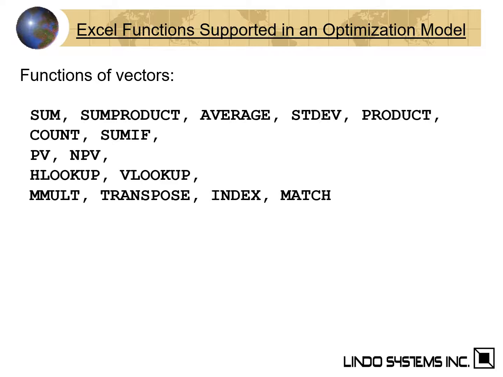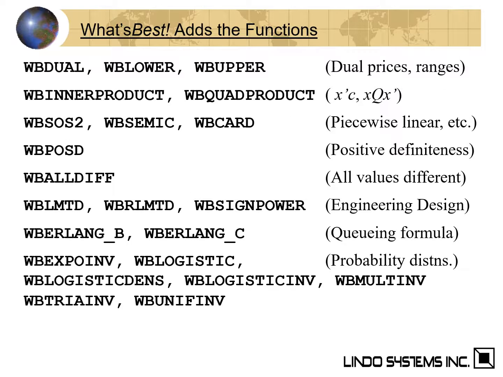What's Best also supports the functions of vectors such as sum product, count, SUMIF. We'll talk about SUMIF in particular shortly. Present value, net present value, lookup functions, matrix functions, transpose, index, and match to some extent. So we'll say a little bit about most of those.